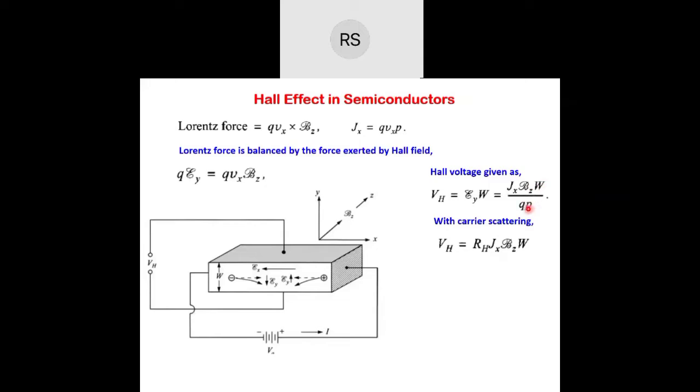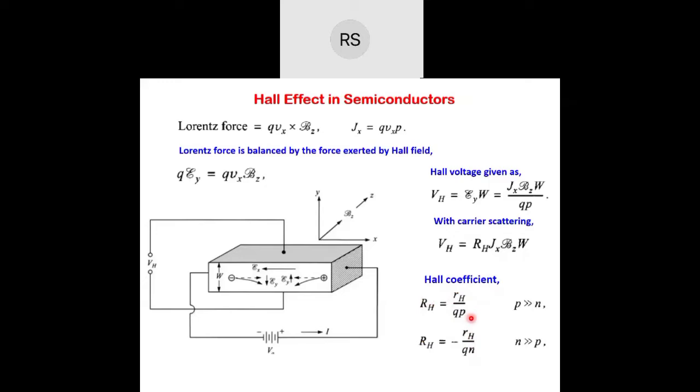If it is a p-type semiconductor, you will be able to measure the hole concentration. So here we talk about a factor: Vh is equal to Rh times Jx, Bz, W, where Rh is called the Hall coefficient. You measure the Hall voltage and from there you calculate the Hall factor. The Hall factor is related to p and n. It is minus for n-type carriers, electrons, and plus for the holes.